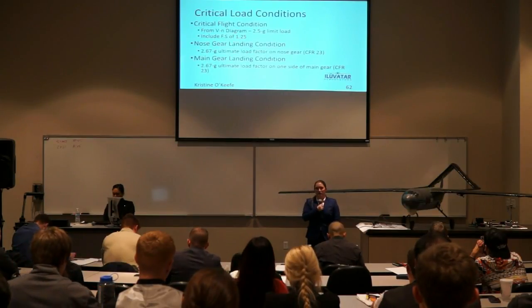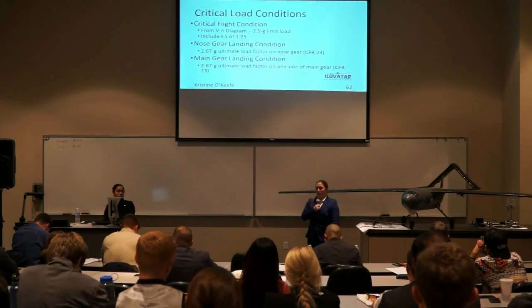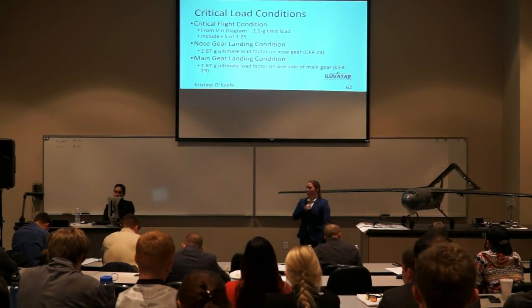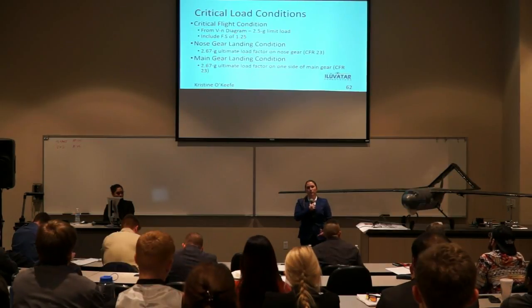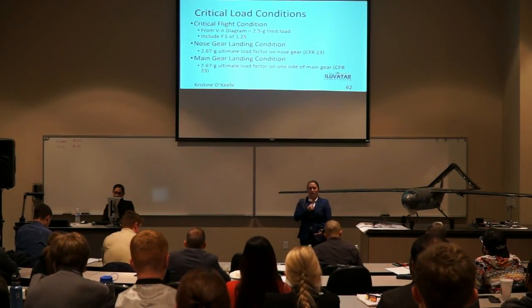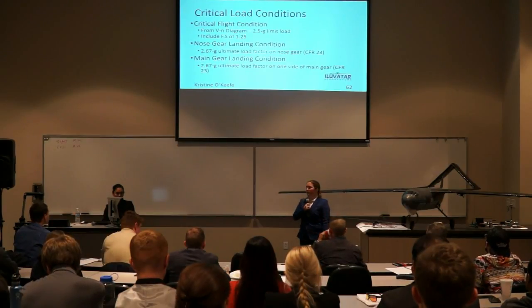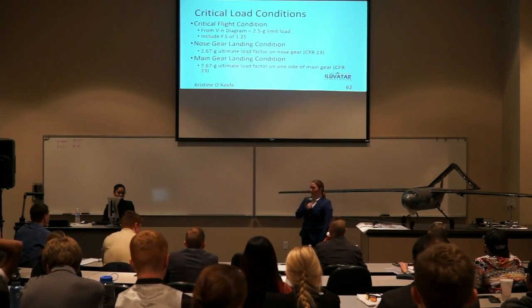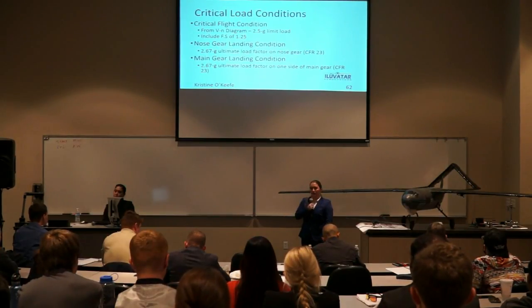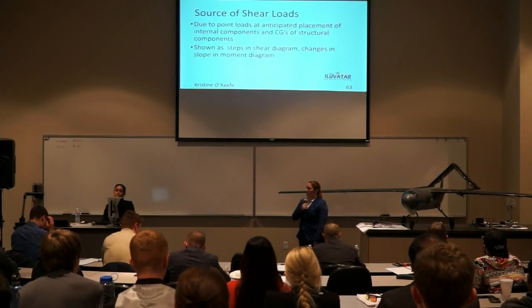For the critical flight condition, we actually use the 2.5 Gs that was used in the VN diagram described by Paul Kim. And then we also calculated nose gear and main gear conditions. However, we weren't analyzing those because the critical flight condition was more of a concern for us. And these were based on 2.5 for the flight condition with a factor of safety of 1.25, and then 2.67 Gs for the nose and main using CFR 23.